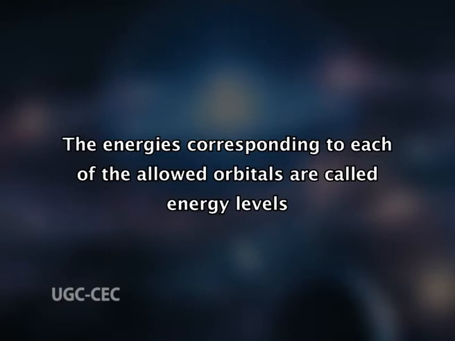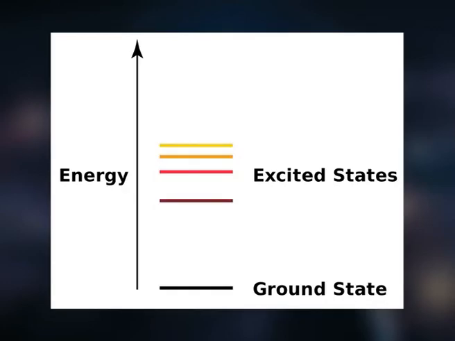The energies corresponding to each of the allowed orbitals are called energy levels. If an atom, ion, or molecule is at the lowest possible energy level, it and its electrons are said to be in the ground state. If it is at a higher energy level, it is said to be excited, or any electrons that have higher energy than the ground state are excited. If more than one quantum mechanical state is at the same energy, the energy levels are degenerate. They are then called degenerate energy levels.